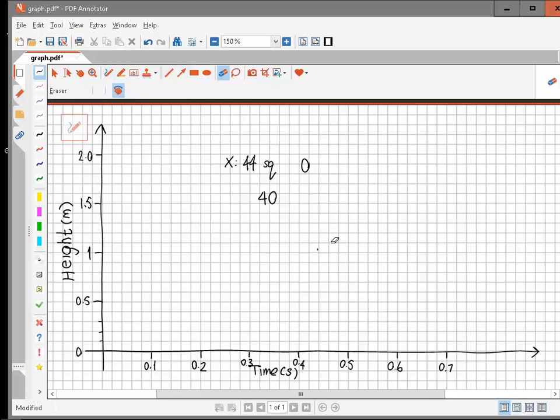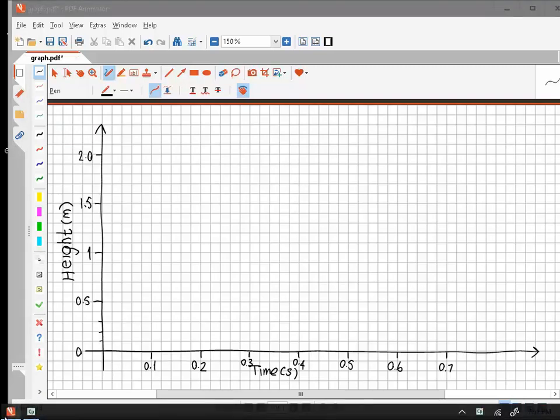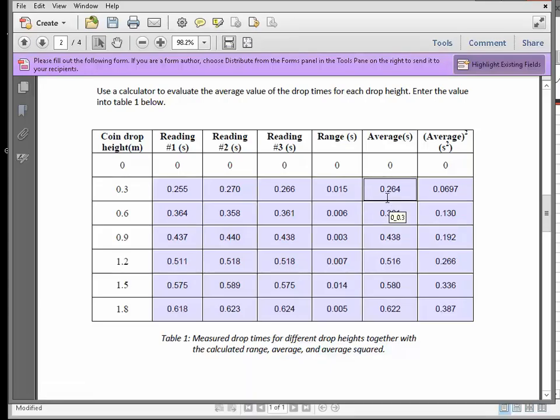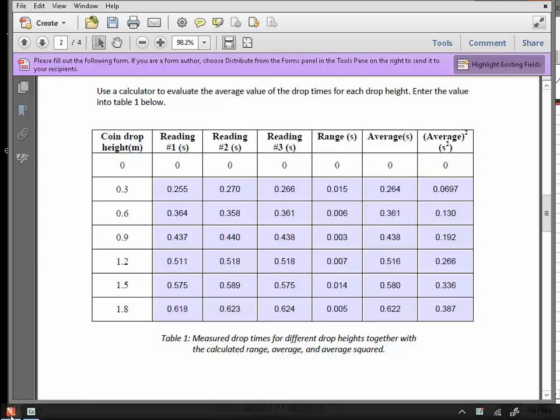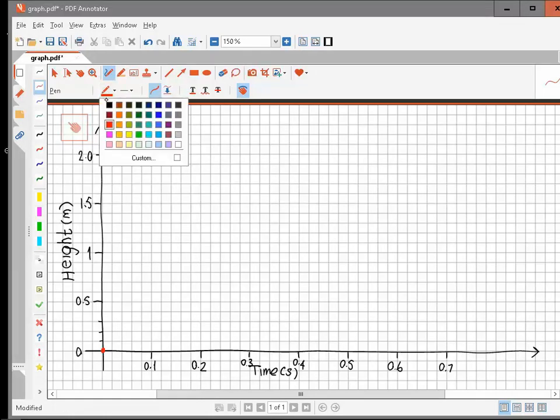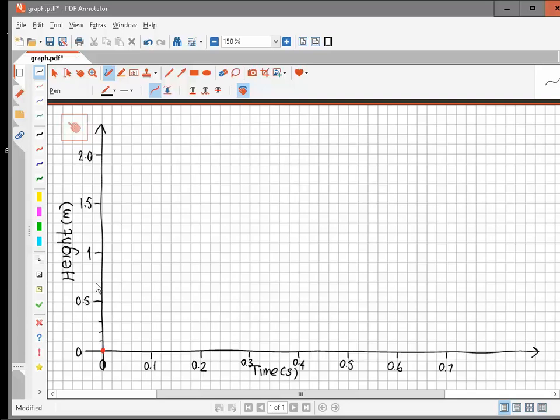Let me clean off these temporary calculations. And now we are ready to start plotting our points. Let's look at our data table. The first data point is 0, 0. That's easy to do. I didn't mark my 0 over here, so let me do that. Our first data point is at the origin.